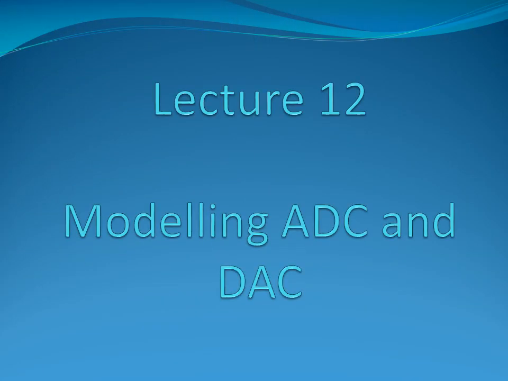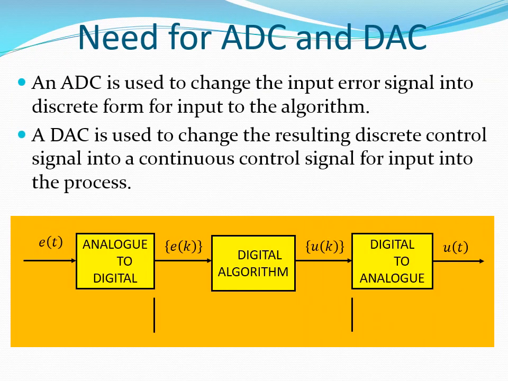In this lecture, we're going to look at the modeling of an analog to digital converter and a digital to analog converter. Because the processes that we control are analog in nature, whilst the controllers are digital in nature, we need an ADC and a DAC. An ADC is used to change the input error signal into a discrete form that is suitable as input to the algorithm.